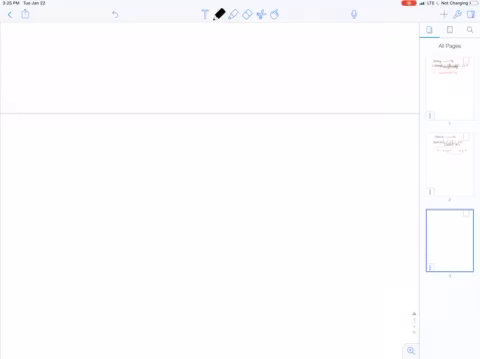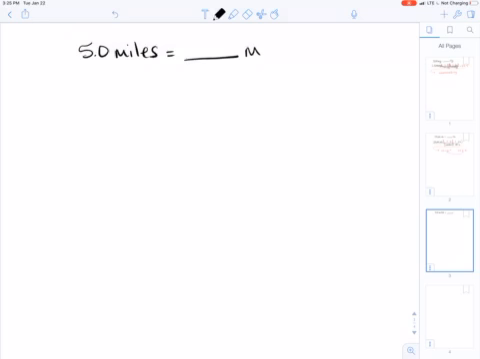Okay, now I'm going to do an example of converting between the metric system and the English system. Because we use the English system here, we need to know how to convert between the two. So, for instance, if I said that something was 5 miles, and I want you to tell me how many meters that is.